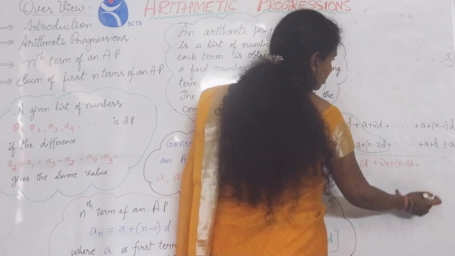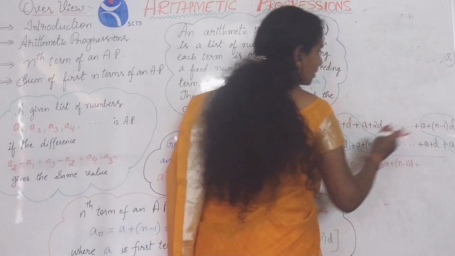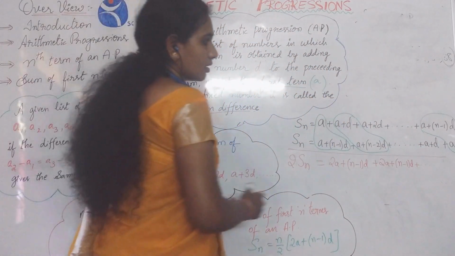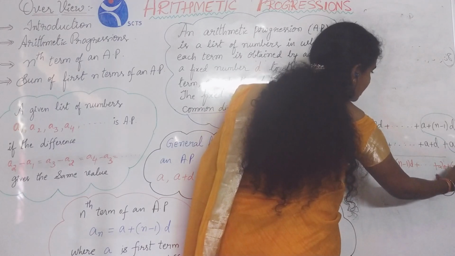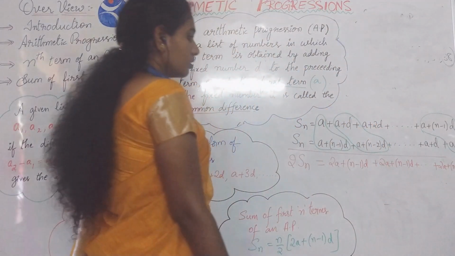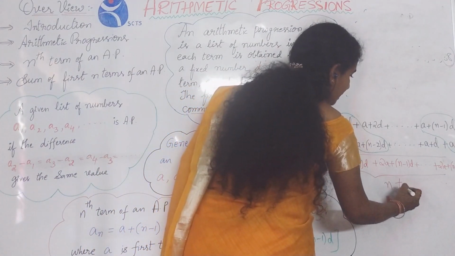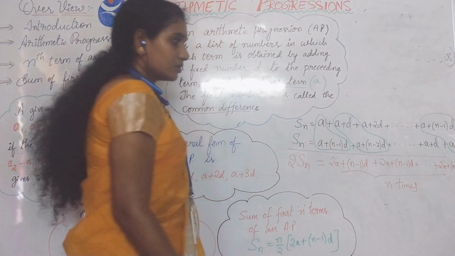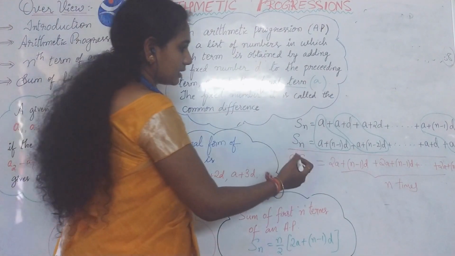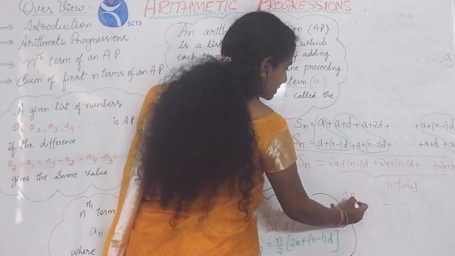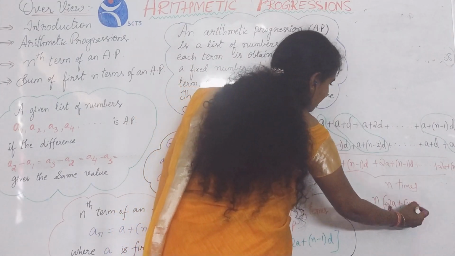Similarly, for the last term also, A plus (n minus 1) into D and A plus A, 2A plus (n minus 1) into D. Now, these are added n times. So, repeated addition is nothing but multiplication. I can write it as n times of 2Sn is equal to n times of 2A plus (n minus 1) into D.